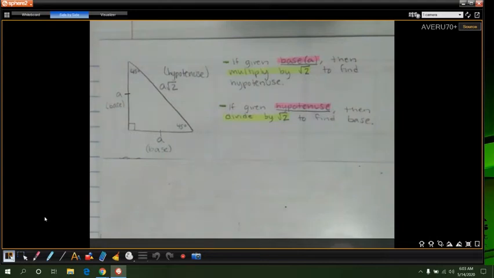We're going to talk about the first special right triangle, which is a 45, 45, 90 triangle. The 45 refers to the two angles that are both 45 degrees and an angle that is 90 degrees. In short, we call this the 45, 45, 90 triangle.